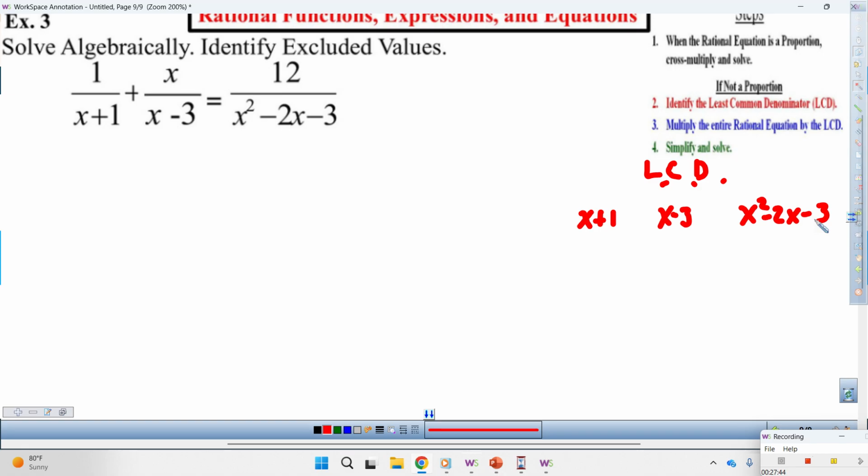All right, so notice that the first two denominators do not look like the third one. Is that correct? But can we break up the third one to make it look like these? Negative 3, negative 2. What two numbers multiply to give me negative 3 and add to give us negative 2? Negative 3 and 1. So my factors for that one are x minus 3, x plus 1.